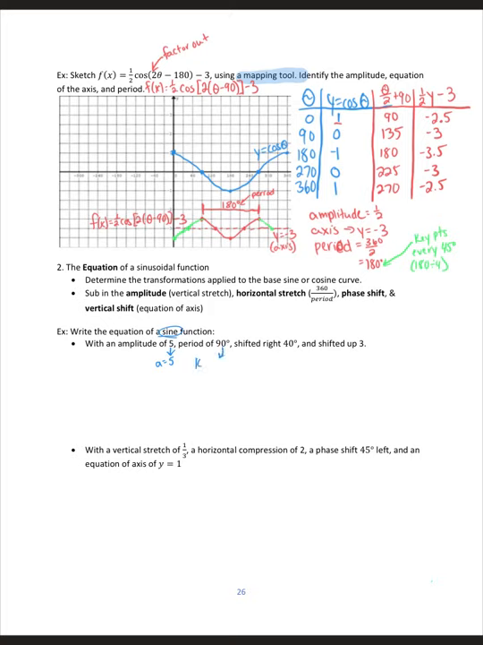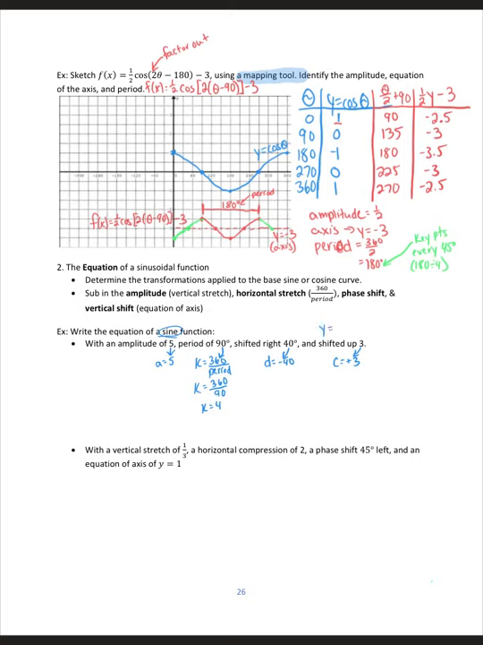Remember, to find k, we're going to take 360 and divide it by the period, which in this case is 90 degrees. So we're going to do 360 divided by 90, so k equals 4. If it's shifted right 40 degrees, that is our d variable, which means it's going to be a minus 40. And then finally, shifted up is represented by that vertical shift, or our c variable, so that's going to be a plus 3.